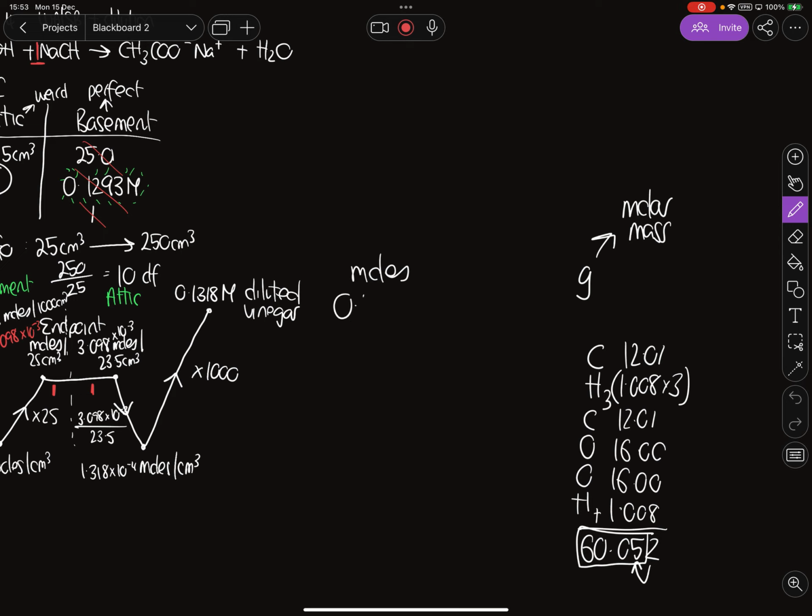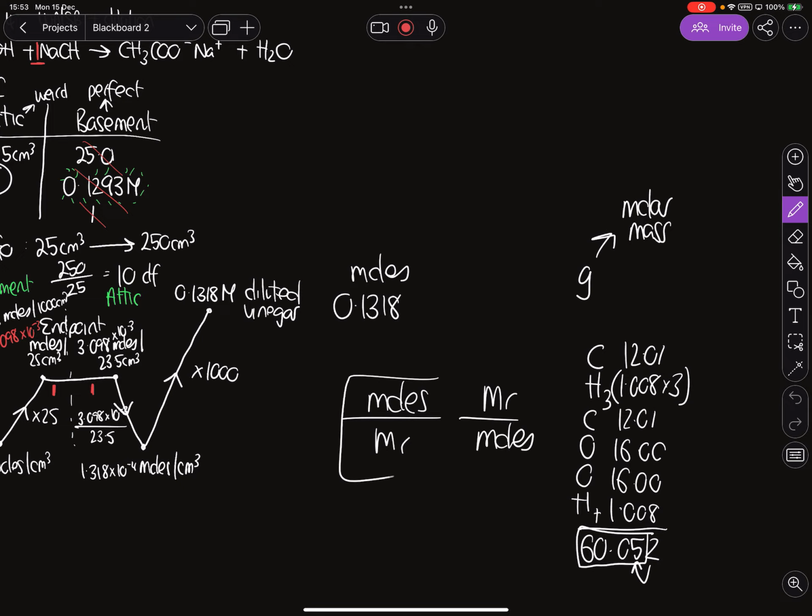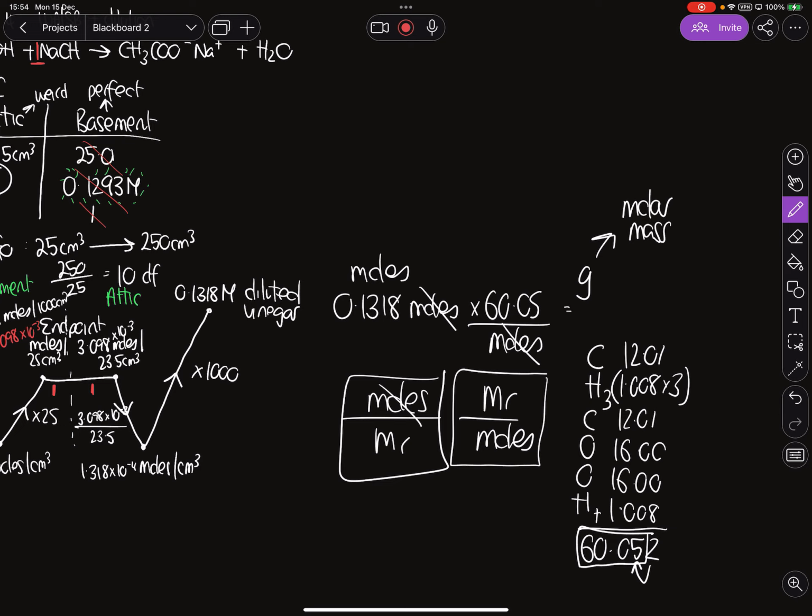So we have said 0.1318 moles. I want to end up with grams, and the conversion factors that we have are moles over molar mass, or we have molar mass over moles. So if I was to use it like this, that does not get rid of moles for me, so I have to flip my card for the dimensional analysis. So this is going to be multiplied by 60.05 all over moles. And I just cancel and cancel, and when I am done, it comes out as 7.916 grams in a litre.